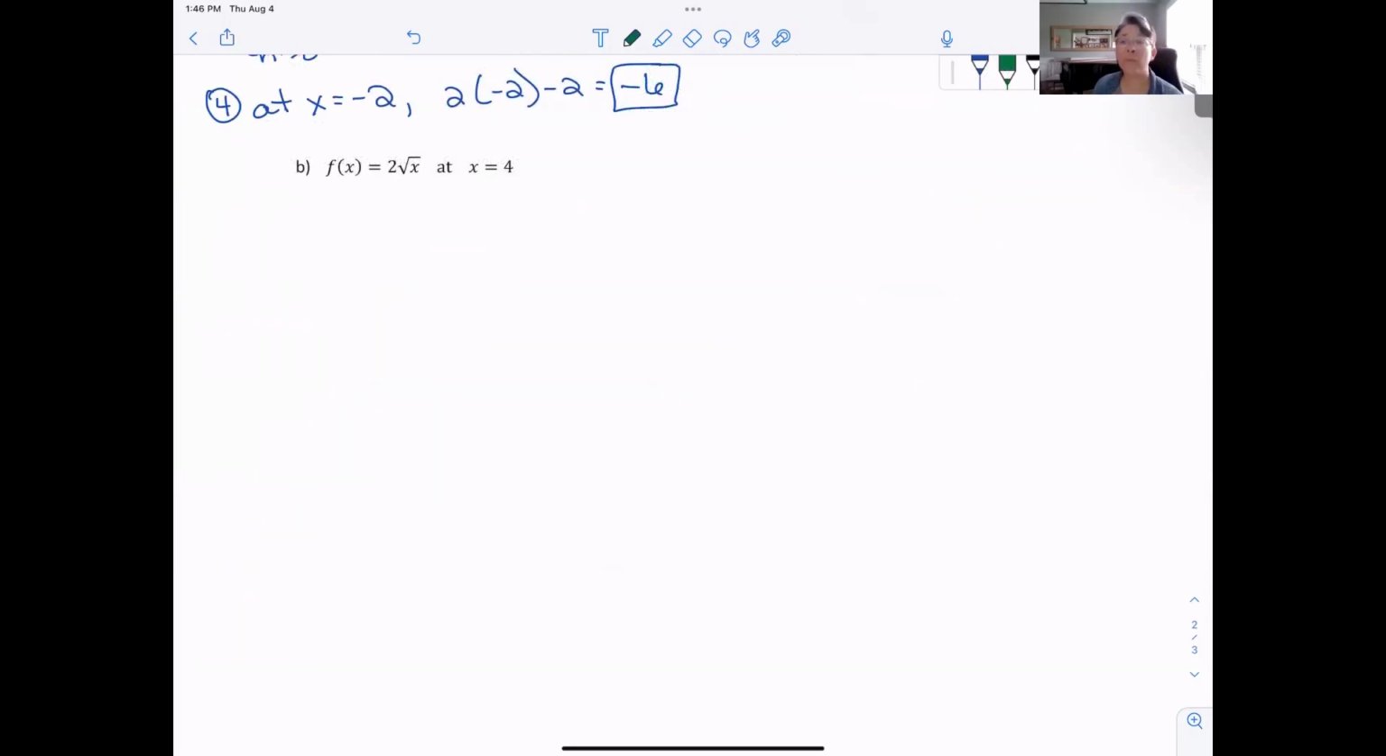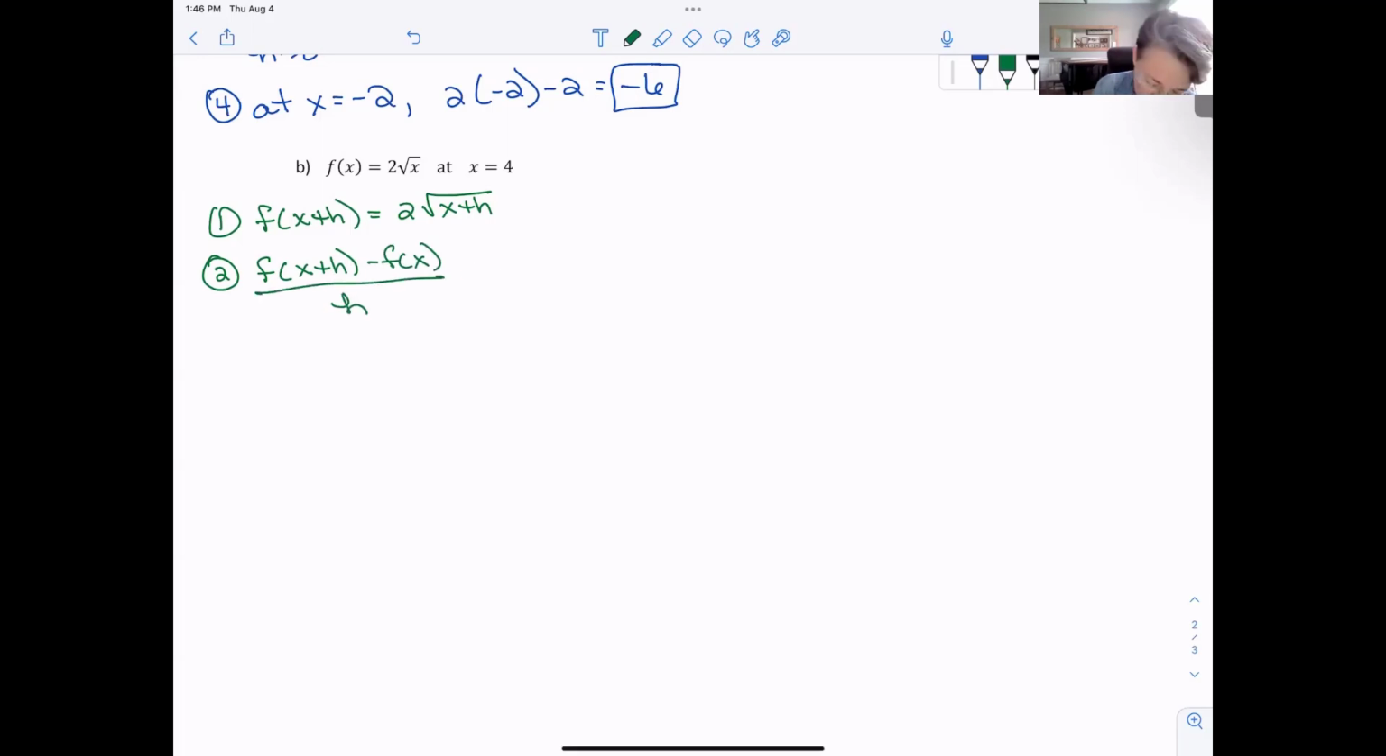So let's do the same thing for b. So let's figure out what just the f of x plus h is. So that would give us 2 square root of x plus h. Now let's go ahead and write the difference quotient. So notice that even after we write it out, unlike before, we don't have all the terms to reduce yet. And so there's nothing reducing with that h.